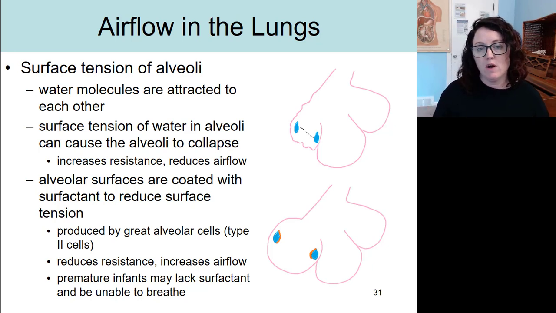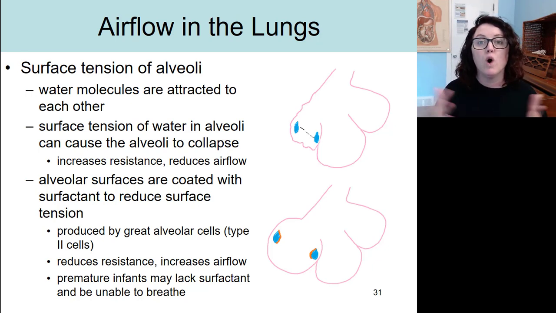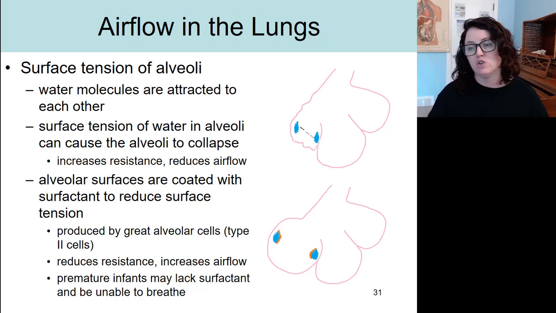The way we overcome this is to use surfactant. So the alveolar surfaces are coated with surfactant to reduce this water tension. So in the bottom picture, you can see I have an orange layer that's put over the water, right? And that orange layer is representing the surfactant. So think of the surfactant as more of an oily substance than a watery substance.